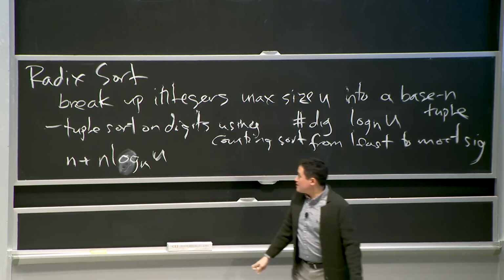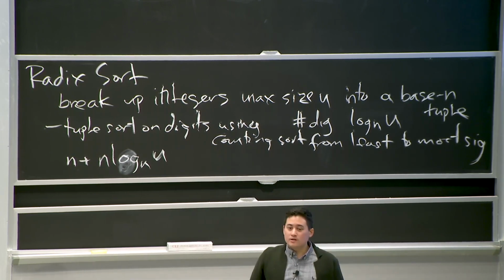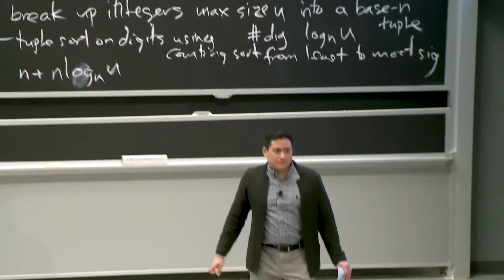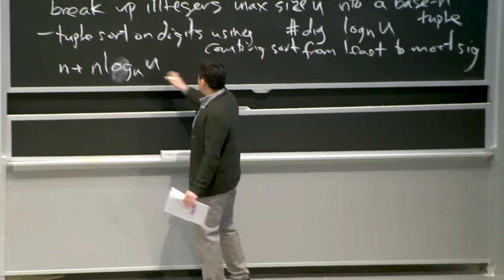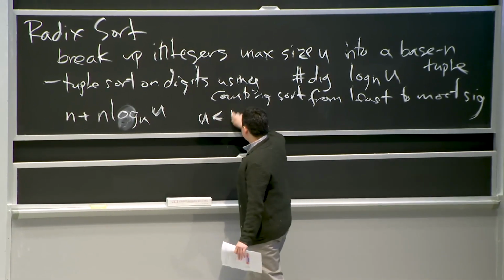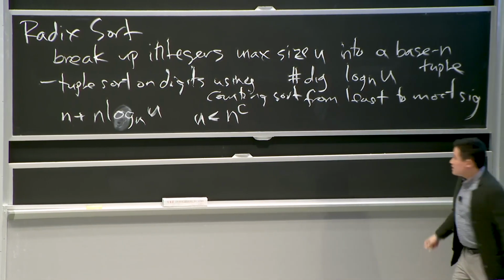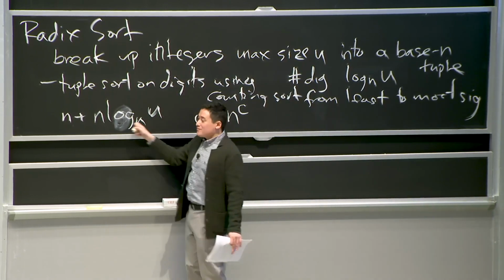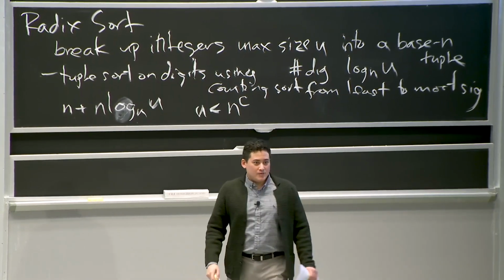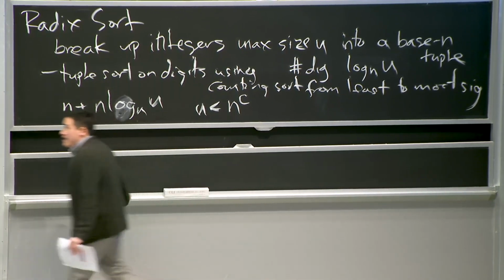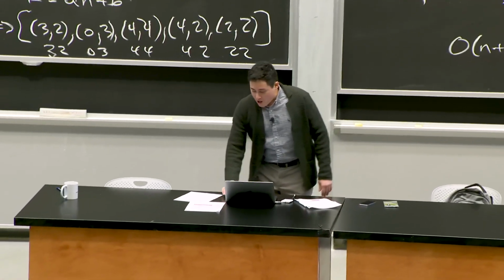So how long is that? Is that good? Is that bad? For what values of u is this linear time? If u is less than n to the c for some constant c, then this c comes out of the logarithm. Log n of n is 1, and we get a linear time algorithm. Does that make sense? OK, so that's how we can sort in linear time if our things are only polynomially large.